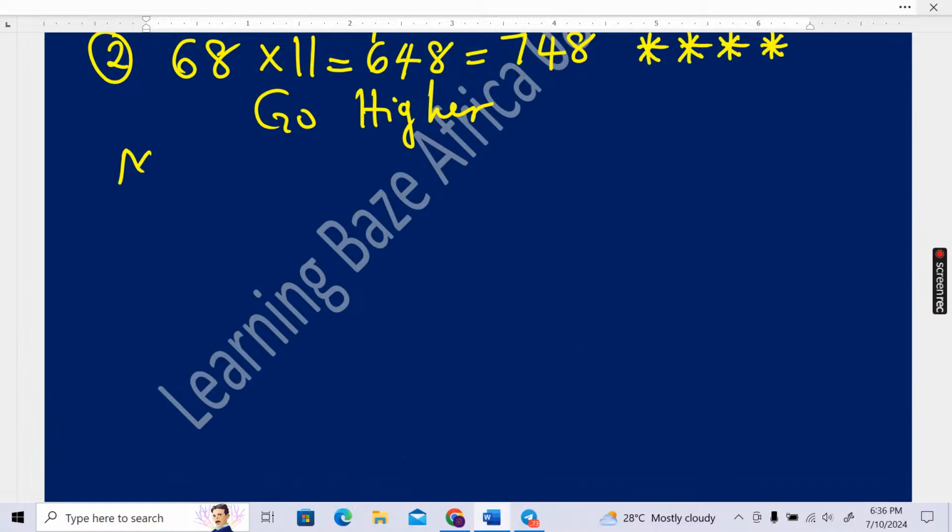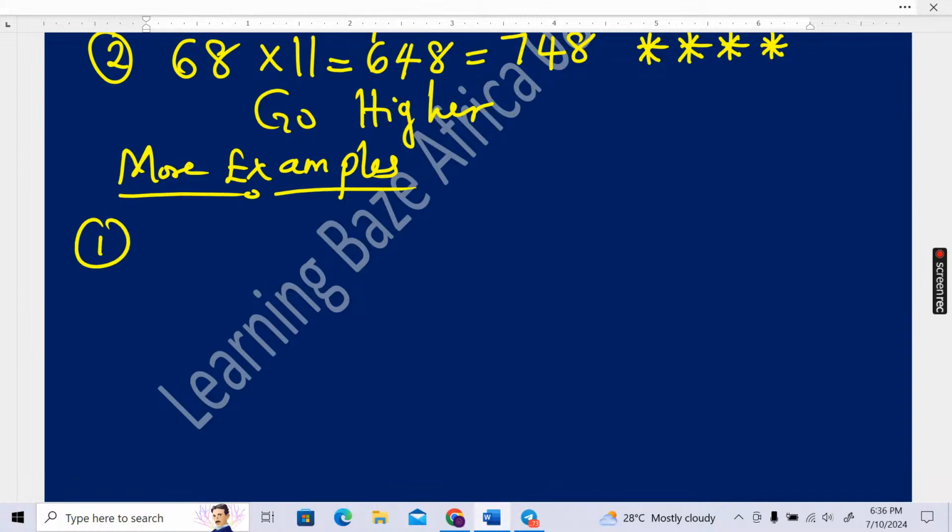Now look at more examples. Number 1, what is 3,405 times 11? Like I said, we are going higher. Just write down the first digit, which is 3. Write down the last digit, which is 5. Then we will begin to add.